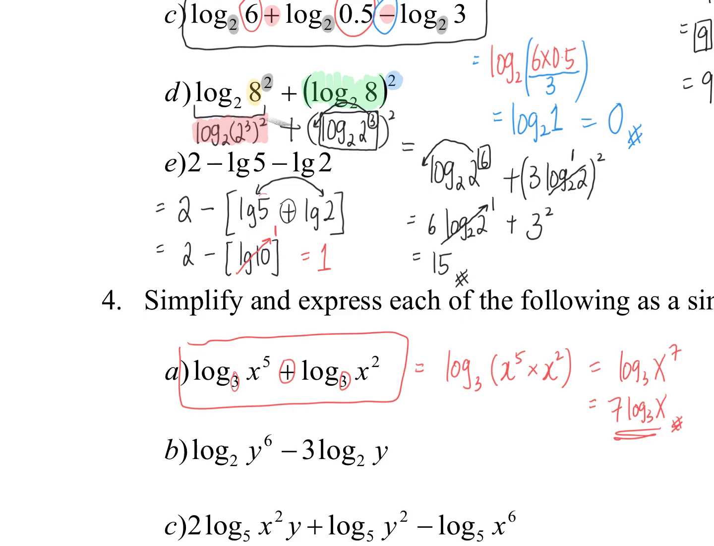Because 5 times 2. When you combine them, you multiply the two numbers together. Then remember, LG is the same as log base 10. So when I say it's LG 10, it's log base 10, 10. So that's why it ends up being 1.